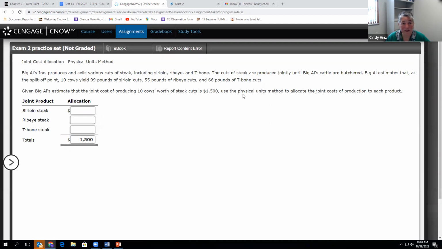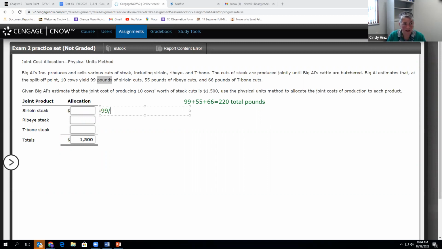And we're going to allocate it based on physical units. The physical units in this case are pounds. So let's see how many total pounds of steak are being produced here. We have 99 pounds of sirloin plus 55 pounds of ribeye and 66 pounds of T-bone. So how many total pounds is that? 220 total pounds. And so we're going to allocate the $1,500 based on what portion of those total pounds is made up of each one of these steaks.